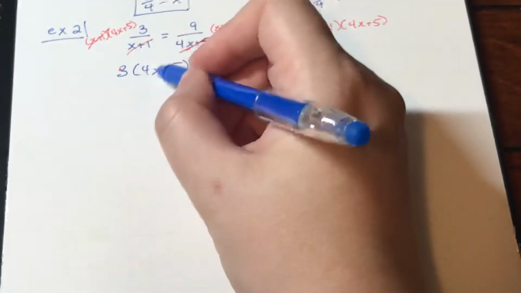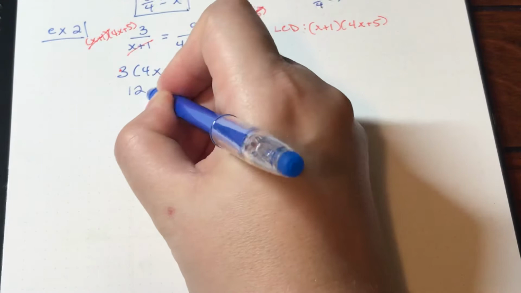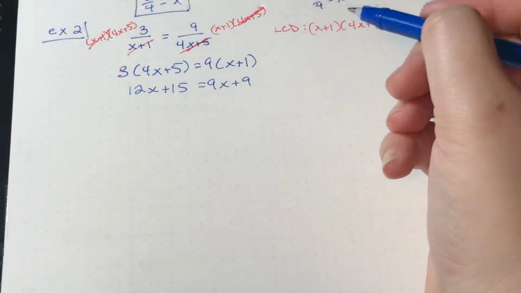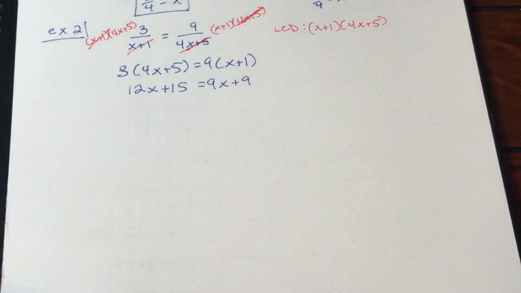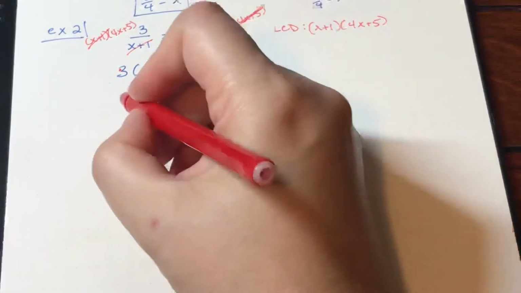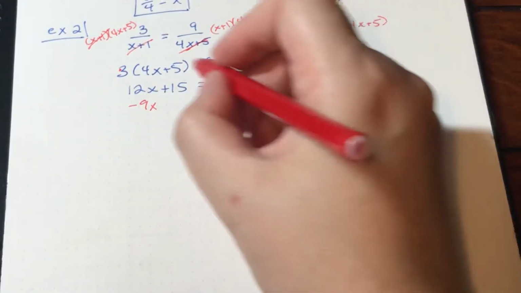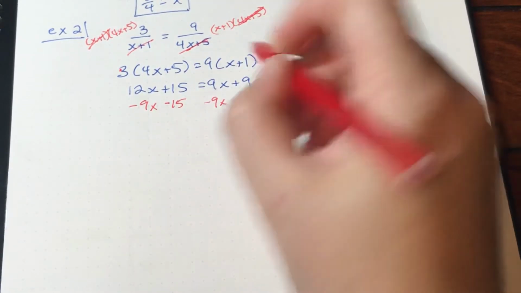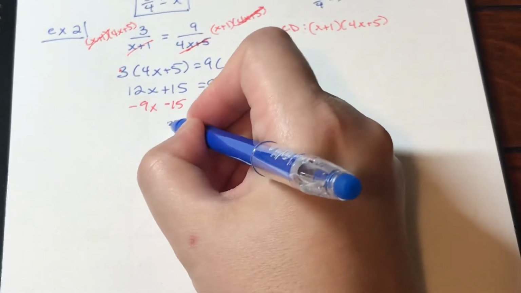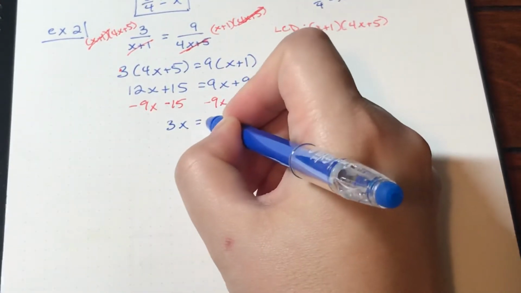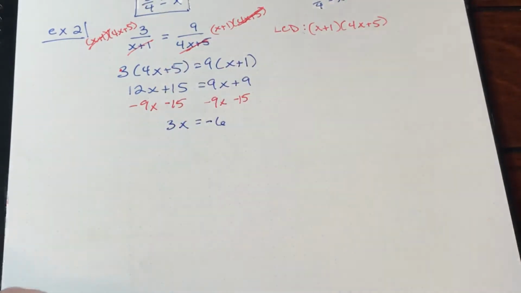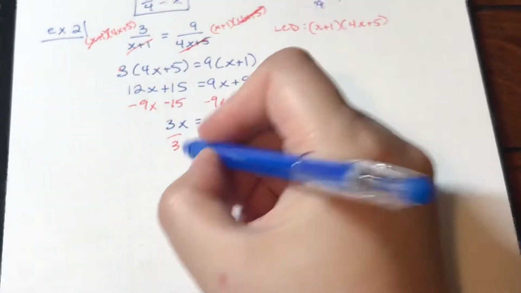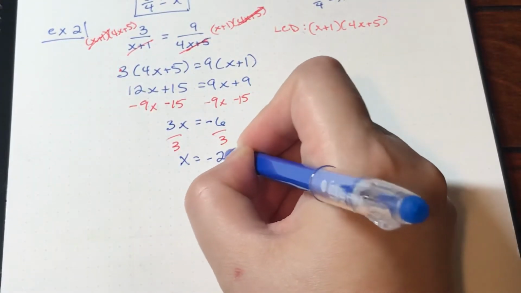Okay. And then we're going to distribute, so I get 12x plus 15 equals 9x plus 9. And I will subtract 9x and subtract 15. And I get 3x equals -6. Divide, and I get x equals -2.